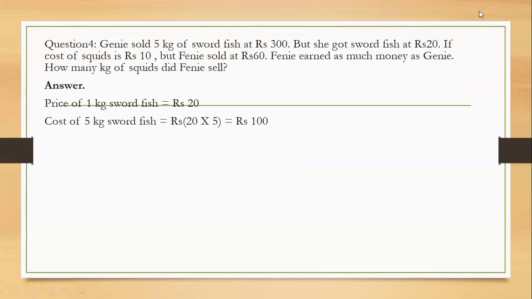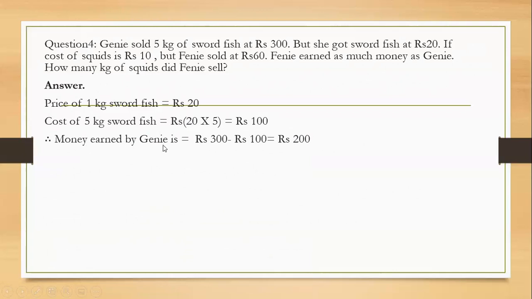Class, please remember that this is the price per kg. So the cost of 5 kg swordfish would be 5 times 20, that is rupees 100. So 5 kg swordfish is actually rupees 100. But Ginny is a fisherwoman who is selling the fish in the market. So this is the profit which Ginny earned.